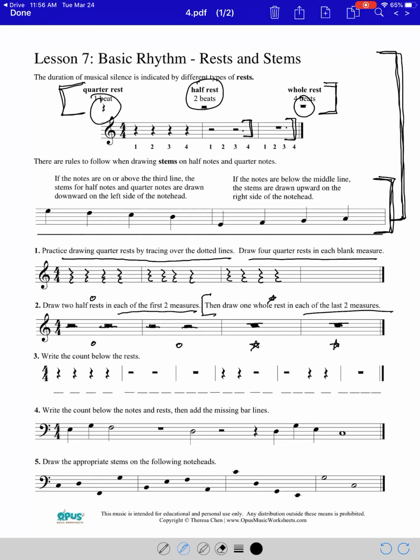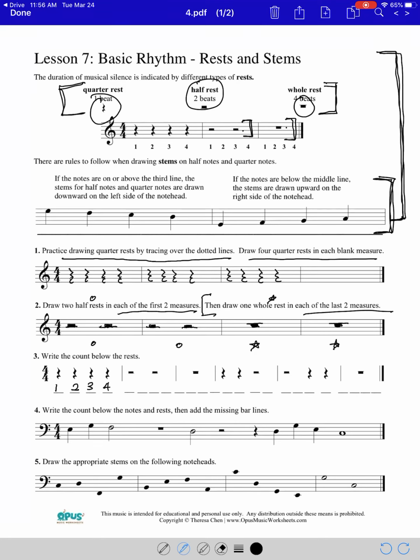Count below the rest for number 3. This is just like we did on the last worksheet that you had. I think it was lesson 6. As we know, we need 4 beats in a measure, because our time signature tells us. So we're just going to count them. This would be 1, 2, 3, 4. Oops, nope, that's not 5, right? Because we have a bar line, and whenever we have a bar line, we restart our counting.